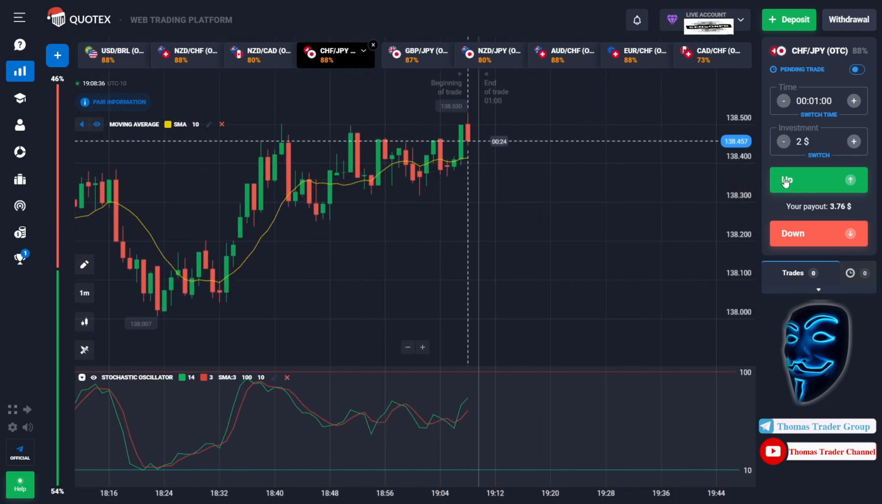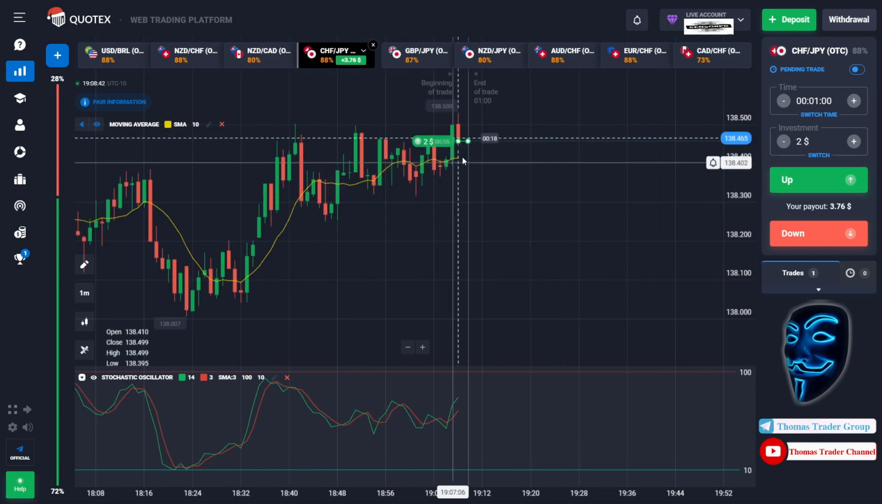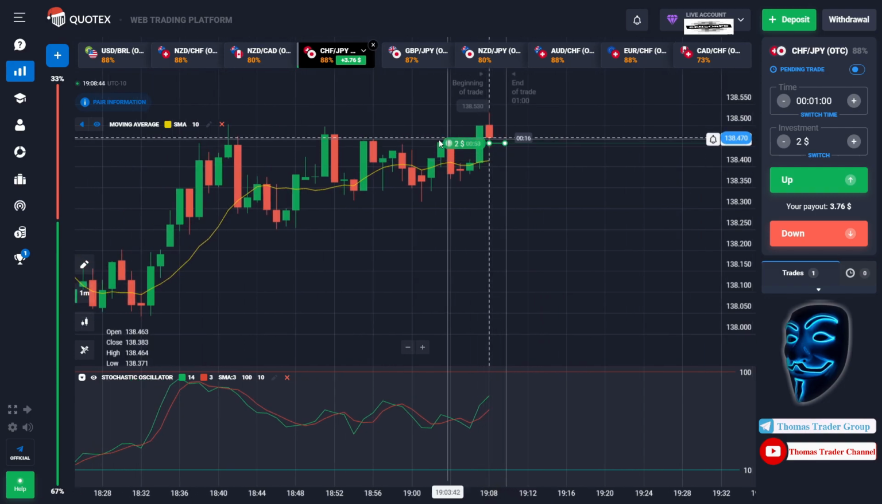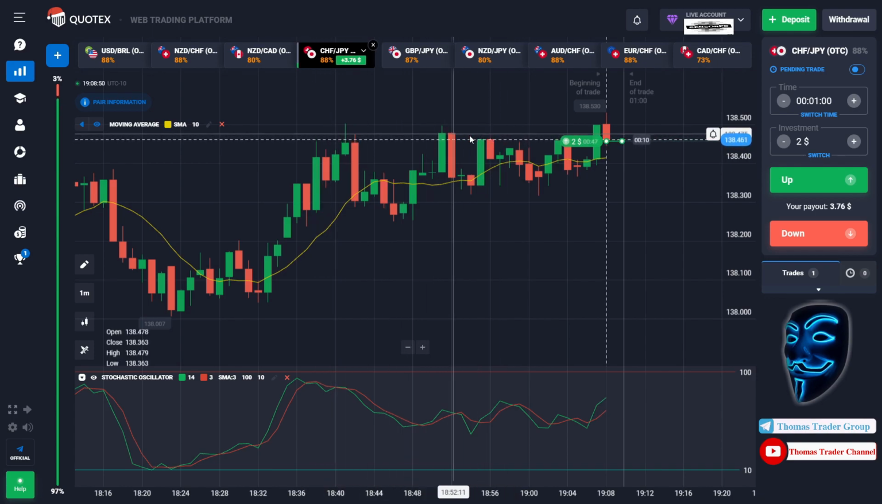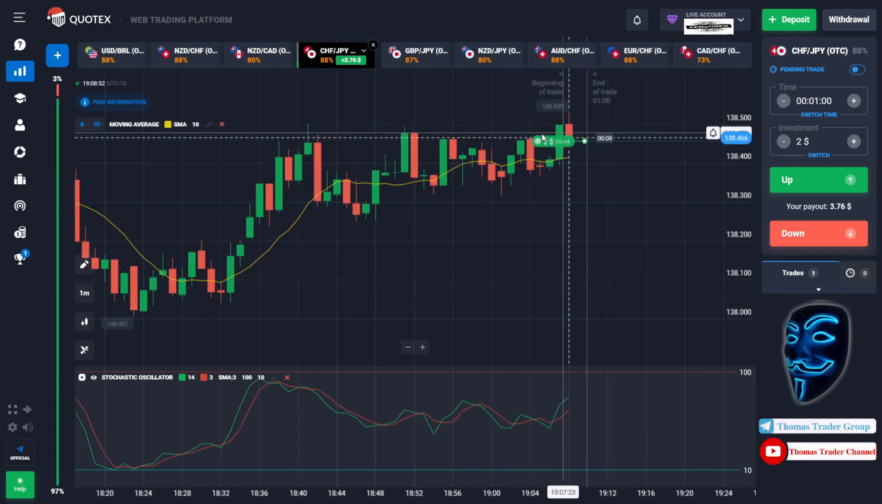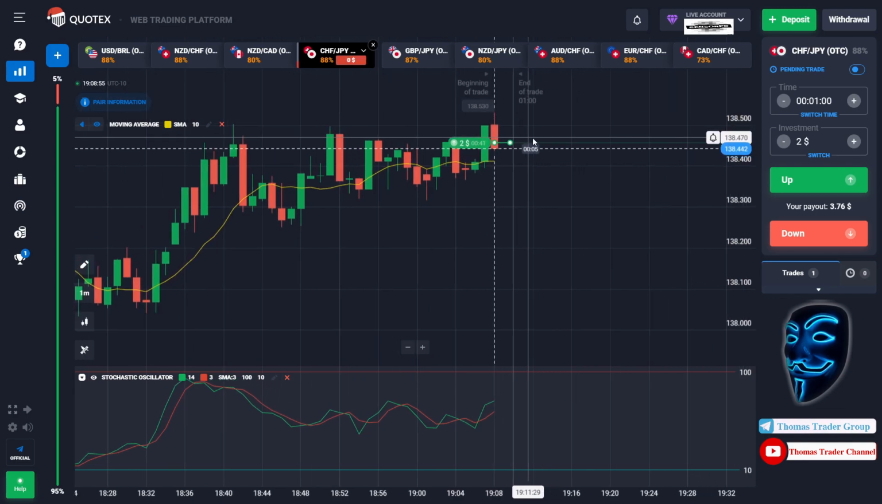Over here we can open buy for 1 minute. As you can see over here, the market is going sideways and the market has already broken the resistance area over here. When the market breaks the resistance area, it will make a rebound, and after it makes a rebound it will continue the bullish trend. Let's prove it and let's wait till the end of our trade.